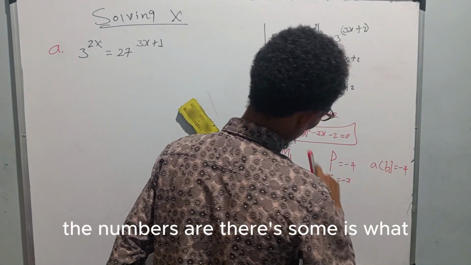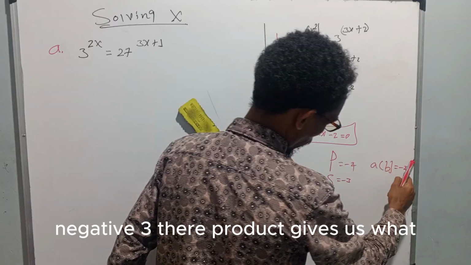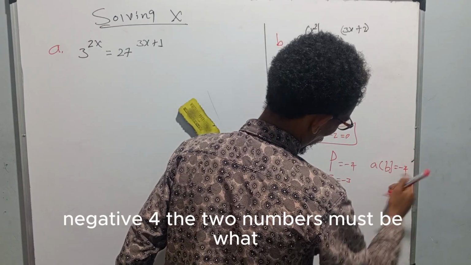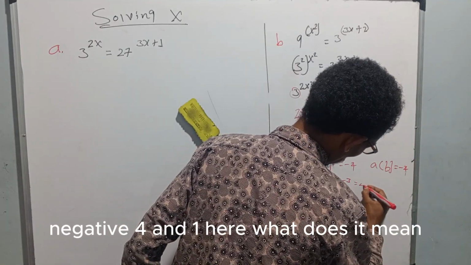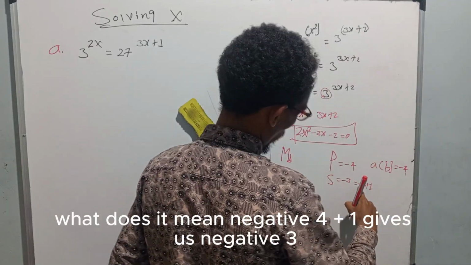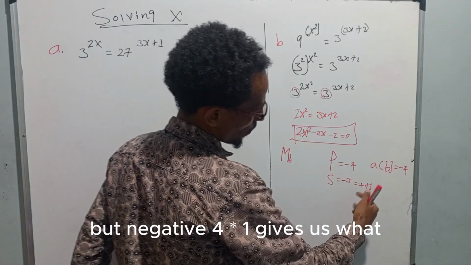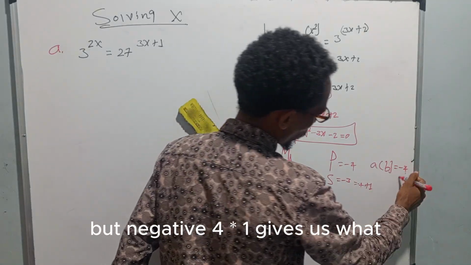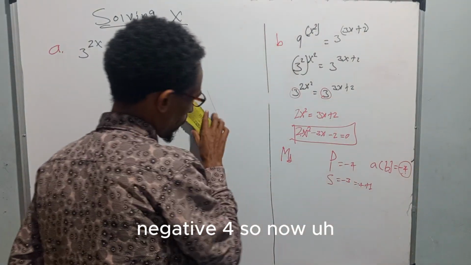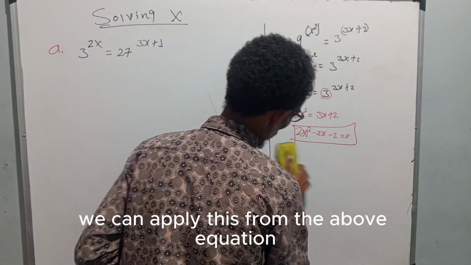The numbers are, their sum is what? Negative 3. Their product gives us what? Negative 4. The two numbers must be what? Negative 4 and 1. Here, what does it mean? Negative 4 plus 1 gives us negative 3, but negative 4 times 1 gives us what? Negative 4. So now we can apply this from the above equation.